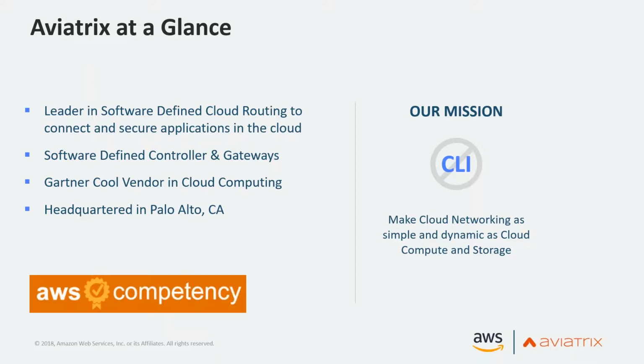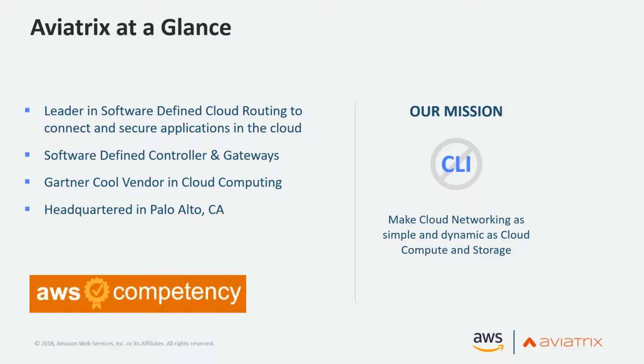At a glance, Aviatrix is a software-defined cloud routing company. We are all network engineers here, and the problem that we have attempted to solve is that while Amazon has already made compute and storage extremely easy, when it comes to networking, how can we make it similar? A central console for all things networking. That's the attempt, and that's what you would see in the rest of the presentation.